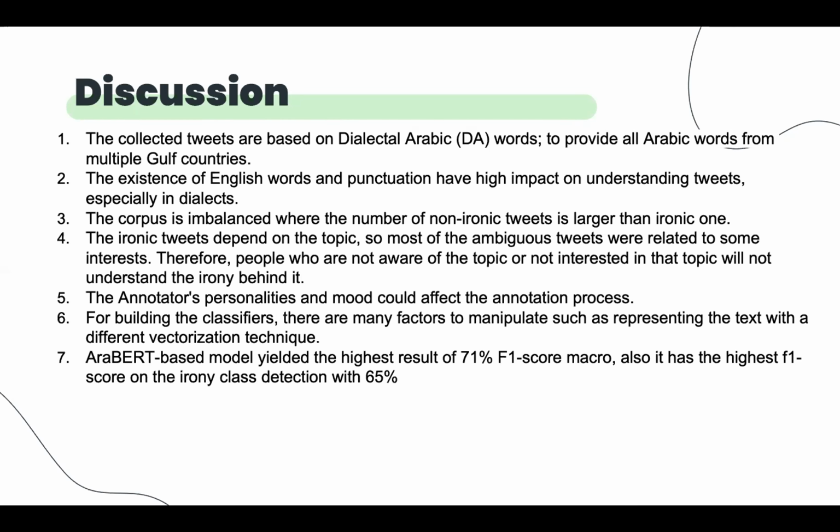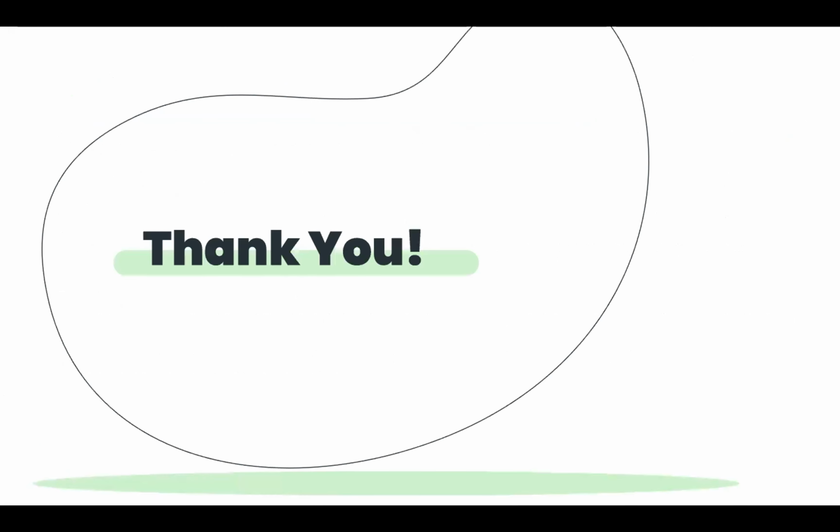Finally, the annotators' personalities and mood are another issue, so this could affect the annotation process. To avoid that, we mitigated this issue by making multiple annotation rounds. In the first round, we have two annotators annotating the same tweets and compare the agreement and disagreement. And finally, we ask a third annotator to annotate the tweets after that. This is the end of our work.